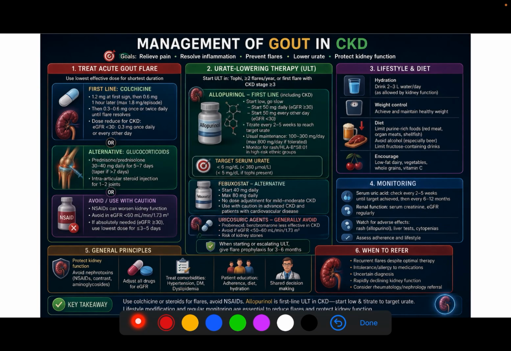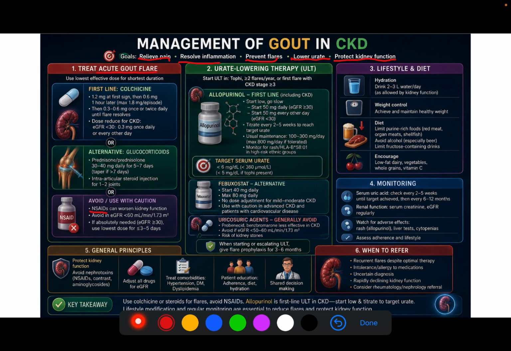So how do we manage gout in the case of kidney disease? The real goal is to relieve the pain, relieve inflammation, prevent flare-ups, lower the urate level, and protect our kidney function. The first and foremost is the treatment of the acute gout flare. We have to be very cautious in a CKD patient, because we cannot use the typical drugs like NSAIDs; it's better to avoid NSAIDs in a patient with CKD.